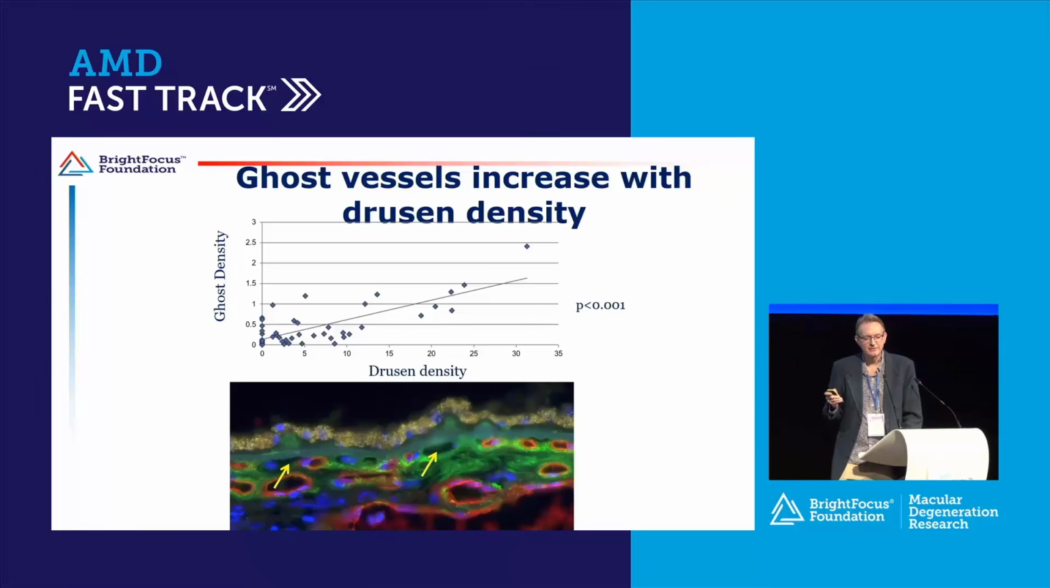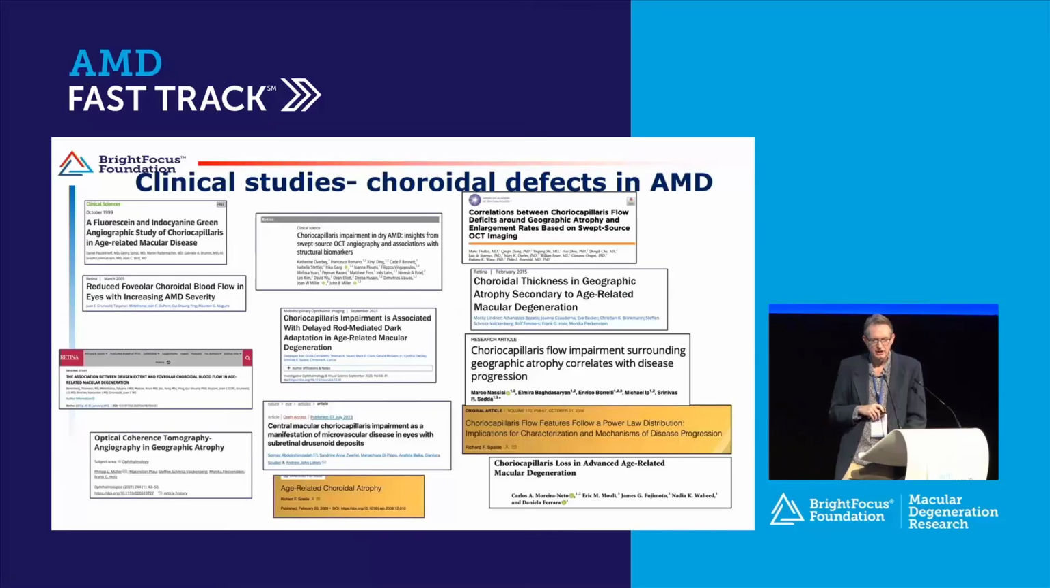We also saw this in a different study where we quantified the density of drusen and related that to the number of ghost vessels and found a linear relationship between abundance of drusen and number of dead blood vessels. And so this was all histological work.